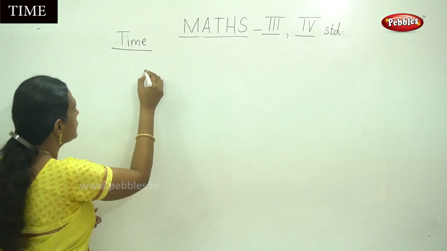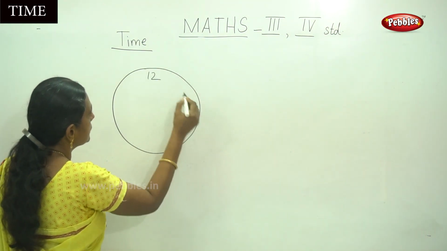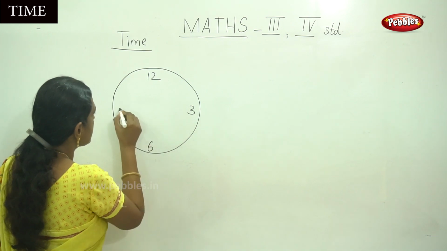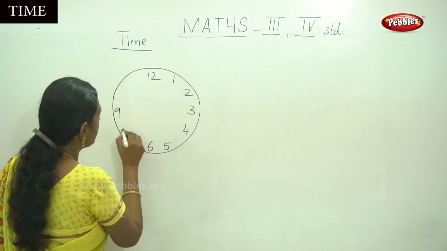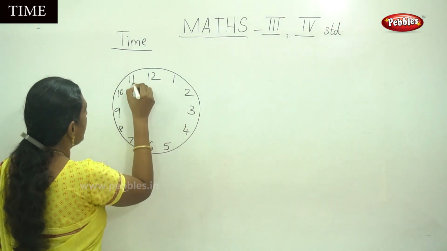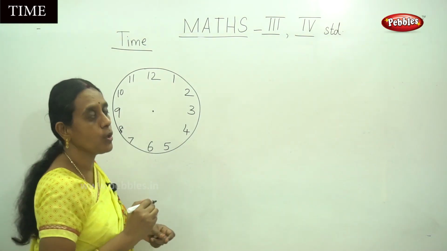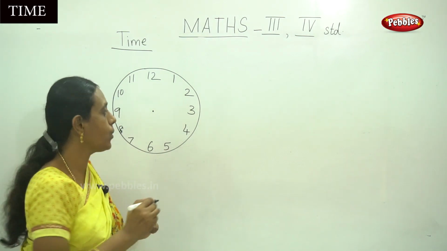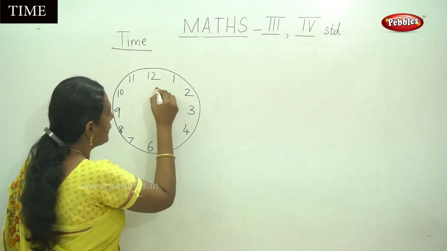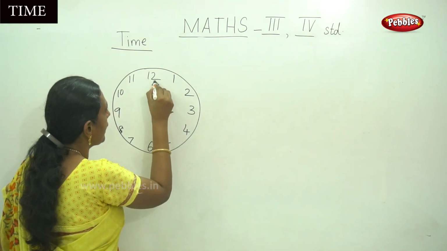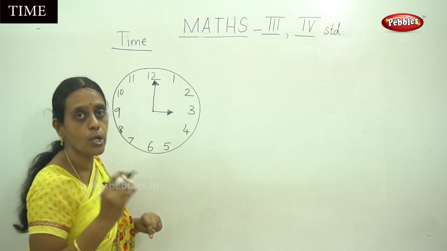Here I am going to draw. It is 12, 3, 6, 9, 1, 2, 4, 5, 7, 8, 10 and 11. This is the center point. Here in a clock there are two hands. One is the short hand and another one is the long hand.